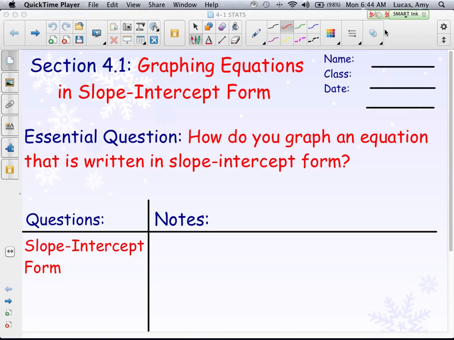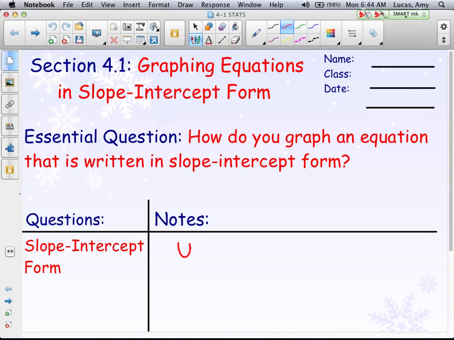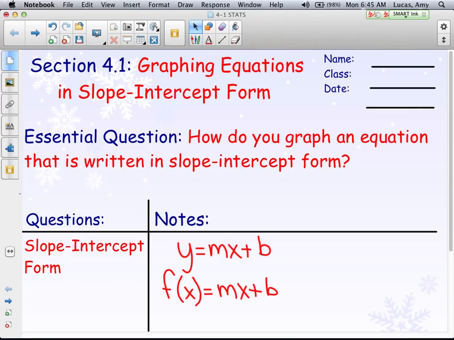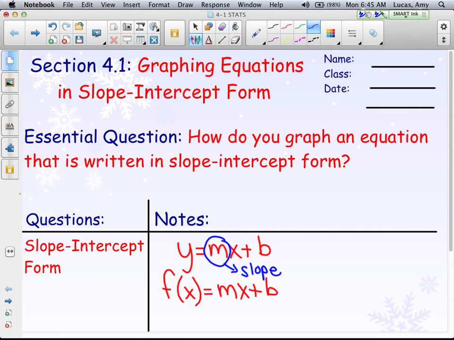Well, slope-intercept form is y equals mx plus b. We've already worked with this form. The only difference is it was written in function notation before, so it used to say f of x equals, but remember that's the exact same thing as y equals. F of x just means a function in terms of x as your independent variable. So the m in our formula, you should recall, stands for the slope, and then the b stands for the y-intercept, where the graph crosses the y-axis.